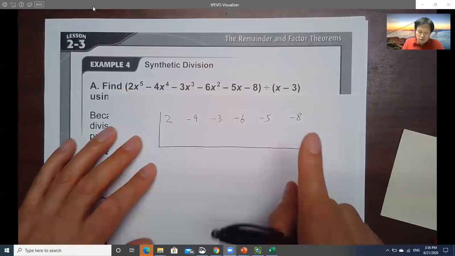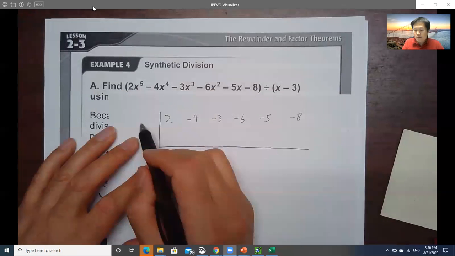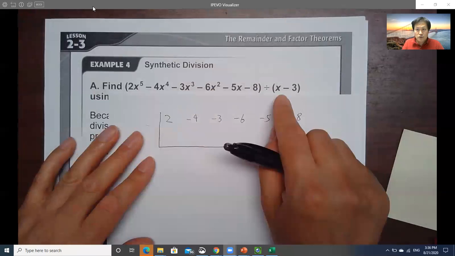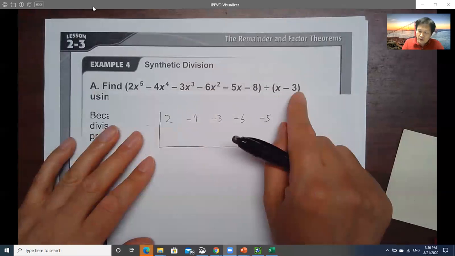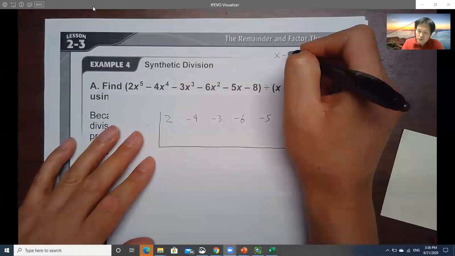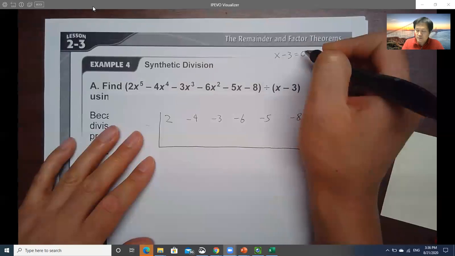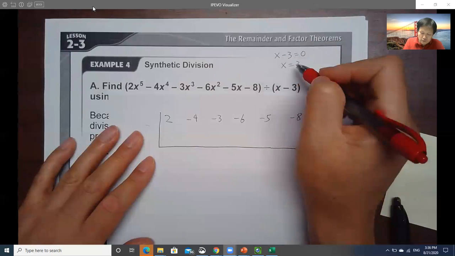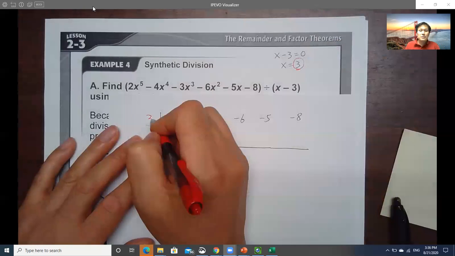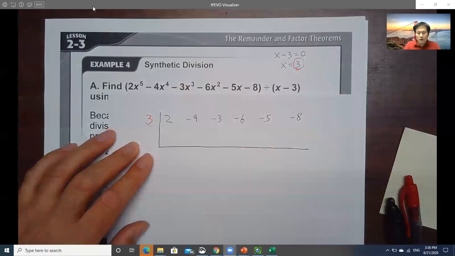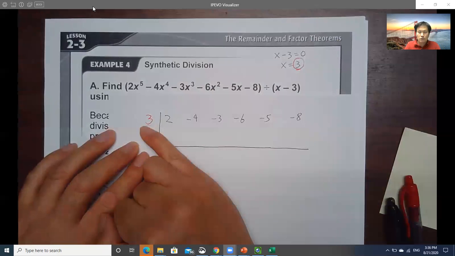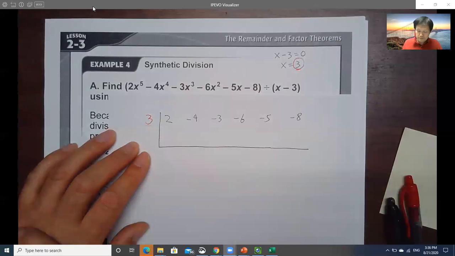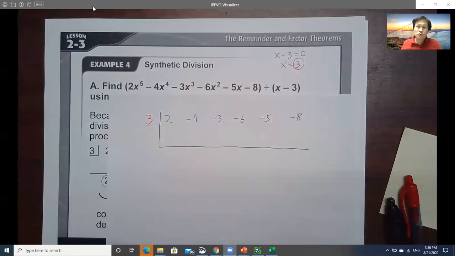Also, when you write down the number on the left, you are making this divisor equal to 0. What am I saying? x minus 3, let that equal 0. Solve for x: x equals 3. That's what you write. So be careful. The biggest mistake is many students start with a minus 3 and get the wrong answer. Okay?